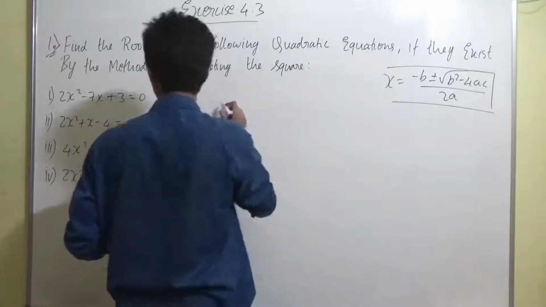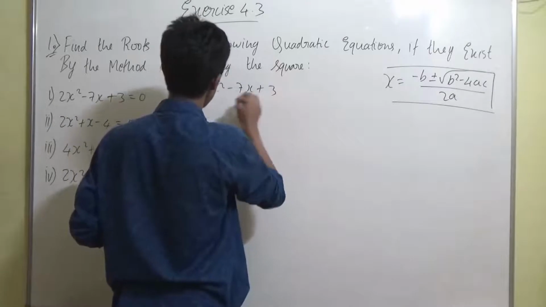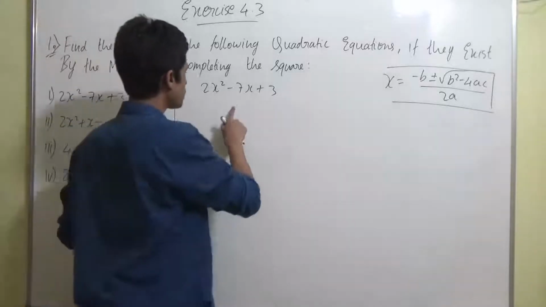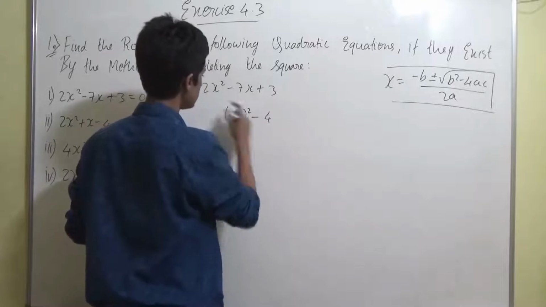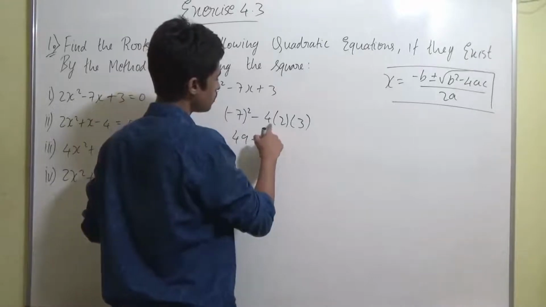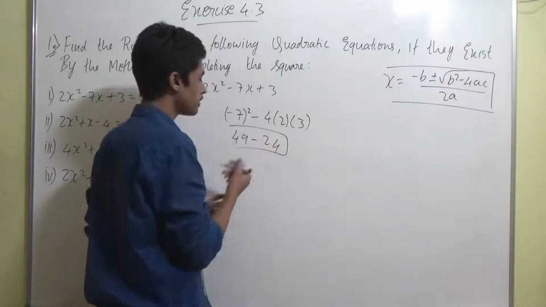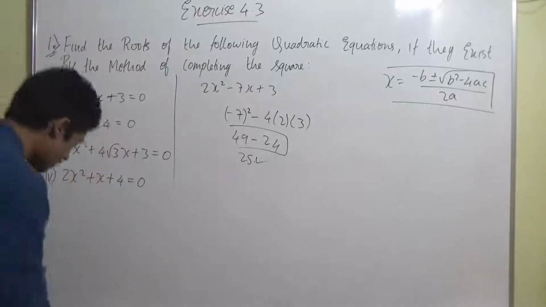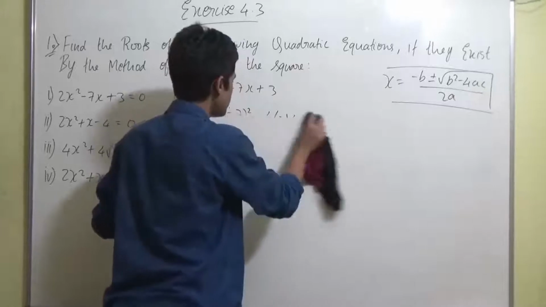The first sub question is 2x square minus 7x plus 3. So first let's check if b square minus 4ac is positive or not. So b square minus 4ac is, b square is minus 7 square, minus 4 into a c, that is into 2 into 3. This becomes 49 minus 4 into 2 is 8, 8 into 3 is 24. 49 minus 24 is how much? 25, right? So it is positive, which means it has real roots. Getting it? Not positive roots, it has real roots. So we can go ahead and solve it.